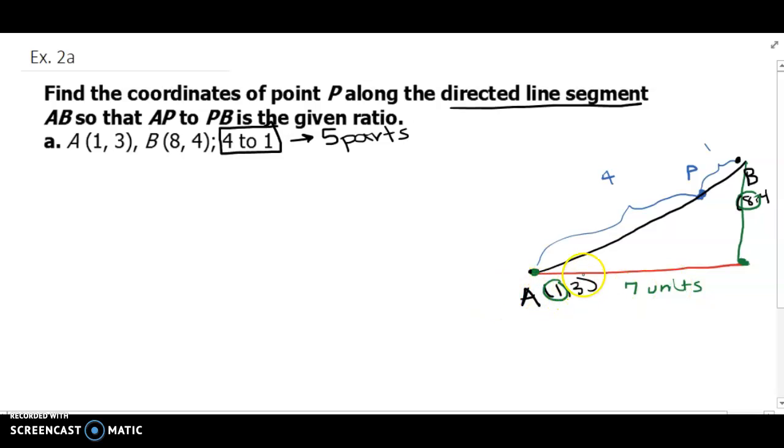Okay. Now, I want to cut this into 5 equal parts. I know these aren't equal, but that was my intentions. 1, 2, 3, 4, 5. So ask yourself, how do you cut 7 units into 5 equal parts? What would each unit be? Okay, each unit would be 7/5. So from here to here, this is 7/5 units. From here to here, this is 7/5 units. From here to here, 7/5 units. Here to here, 7/5 units, here to here, 7/5 units.